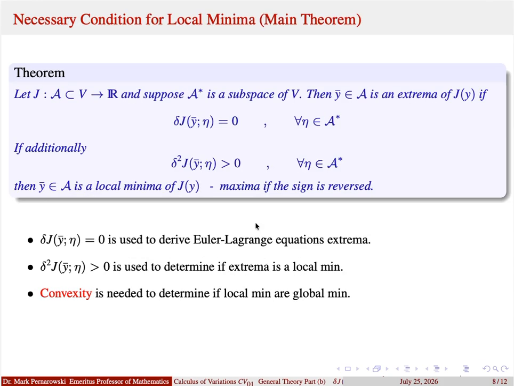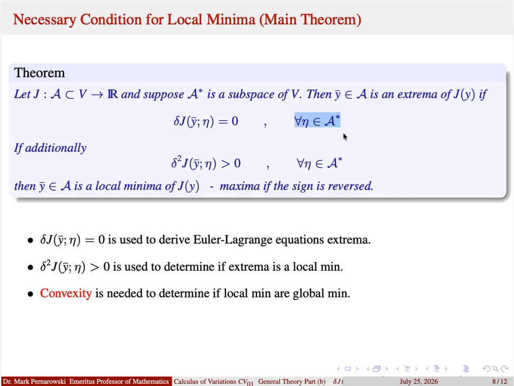This is the main theorem of calculus of variations, really. It says that if you have any functional on an admissible set that's a subset of a vector space, and suppose that your admissible variation space is also a subspace of V, then y bar is an extrema only if the first variation vanishes for all admissible variations.